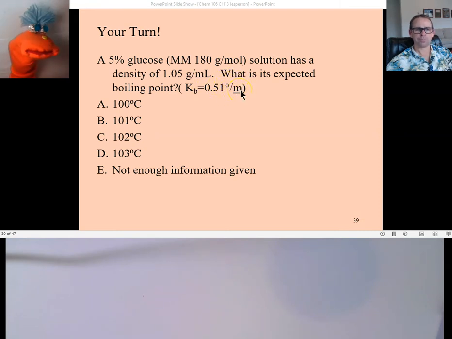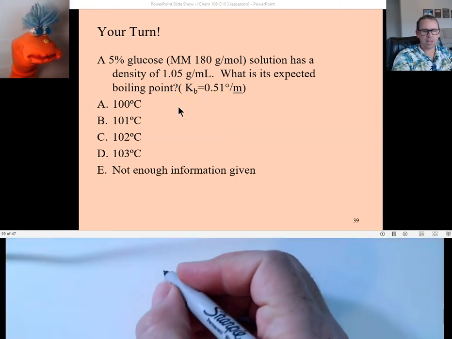That's molality. All right. So we're talking about a change in the boiling point, okay? And we have this constant that says 0.51 per molal. Okay, so yeah, that's going to be the shift. So we just have to find out the molality of our 5% glucose solution. Very good. So we have to find out the molality of the 5% glucose solution.